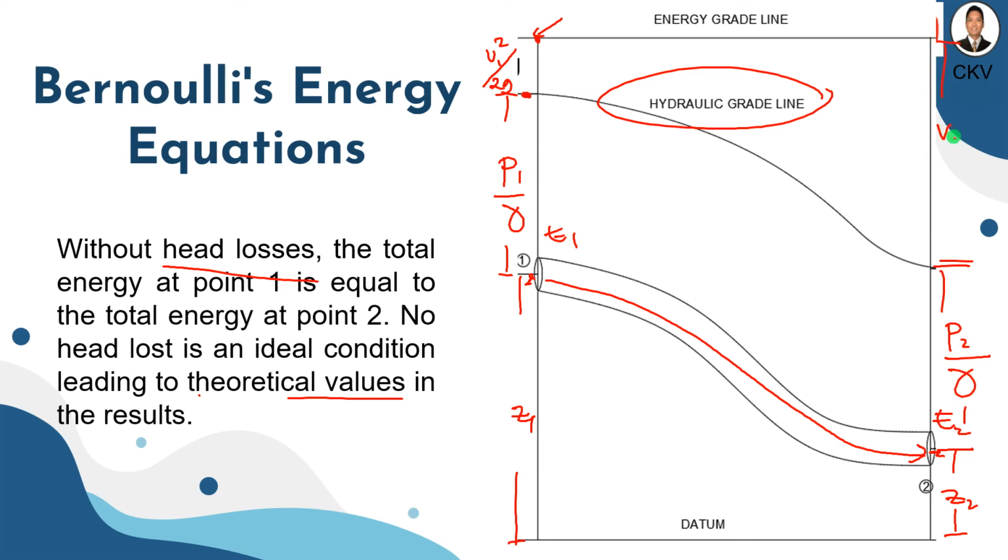So that computed pressure head and the velocity head. Theoretically, according to Bernoulli's Energy Equation, the sum of the velocity head, pressure head, and elevation head at point 1 and point 2 are equal. That's why when we try to draw it here, those elevations, pressure heads and velocity heads, we will have the same total height of those energy heads.